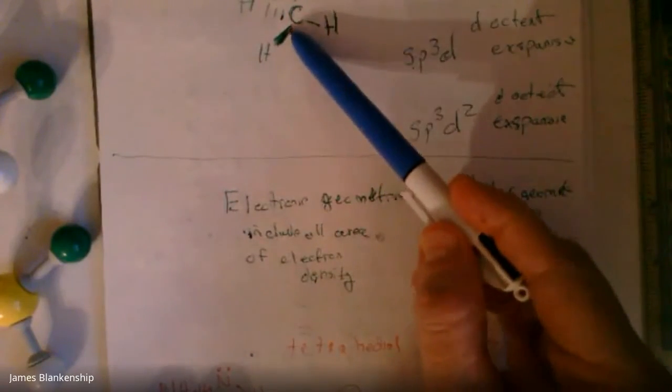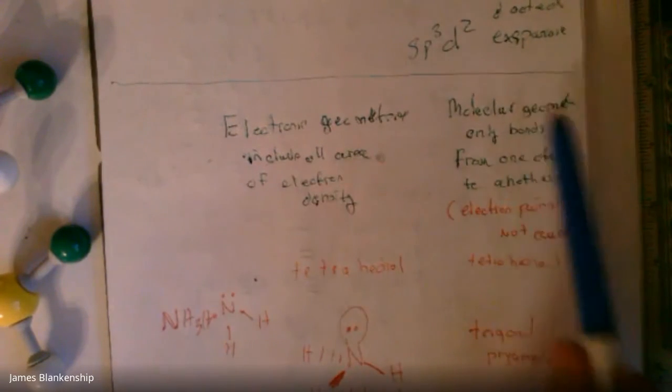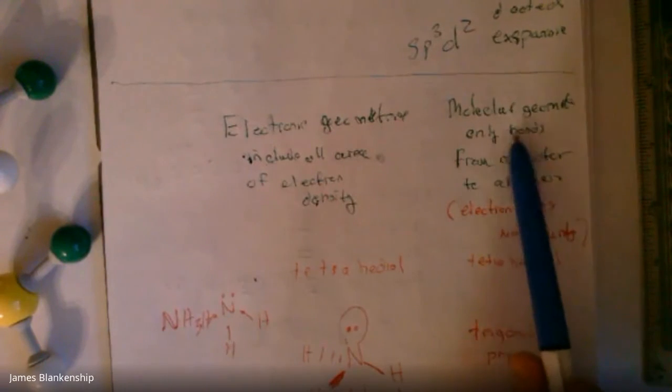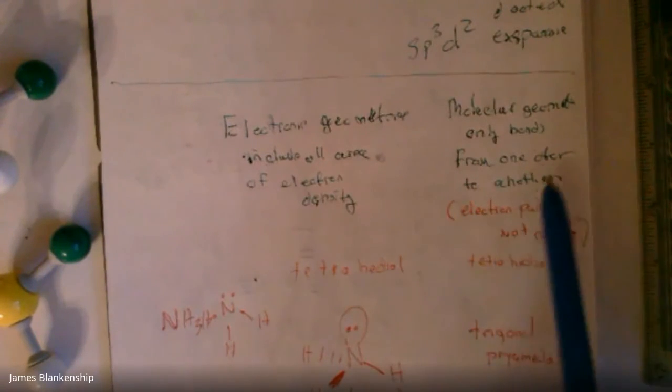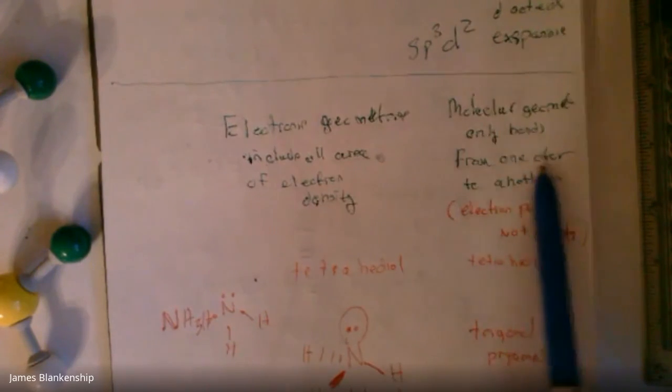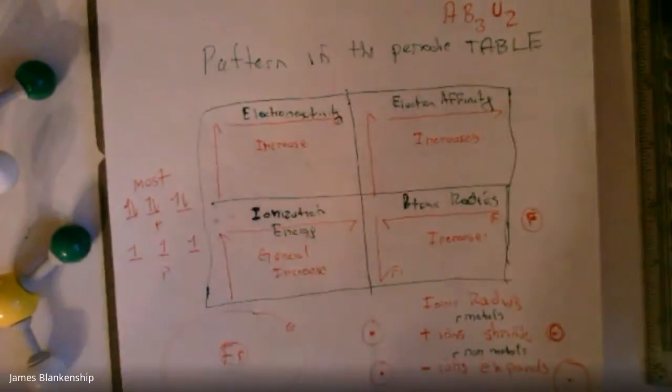And then we talked about trying to draw things with more than 3 in 3 dimensions. The dark line means it's coming out at you. The dashed line means it's going away. And then the distinction between electronic geometry and molecular geometry. Electronic geometry includes everything. Molecular geometry only includes the bonds from one atom to another. Electron pairs are not counted. So when you have pairs of electrons in there, your molecular geometry name will change from your electronic geometry name. And we finished with patterns in the periodic table.